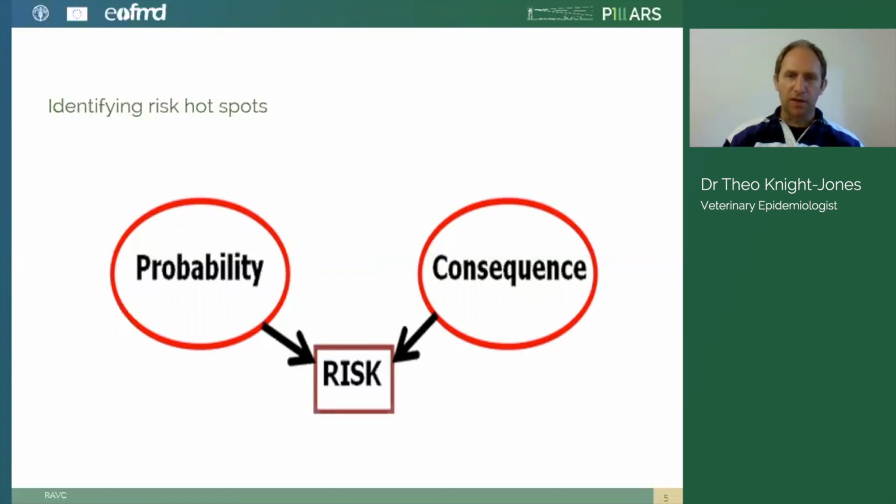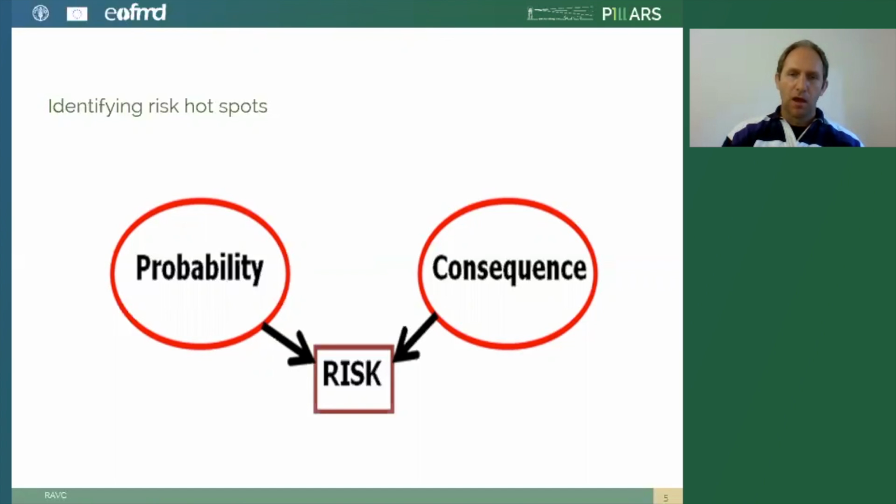Now, I keep on mentioning risk. What do I mean here when I mention risk? Well, we're talking about two things. Firstly, what is the probability of the unwanted event happening? So what is the probability of, for example, foot and mouth disease entering this new zone we're considering?